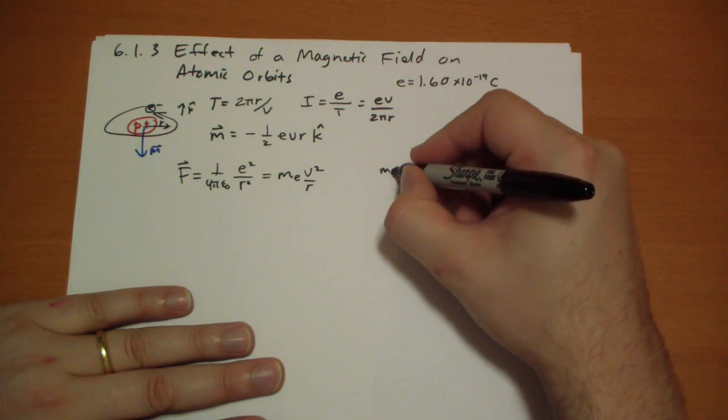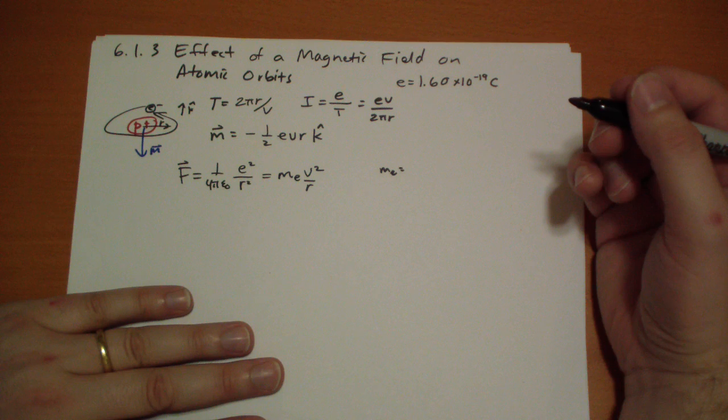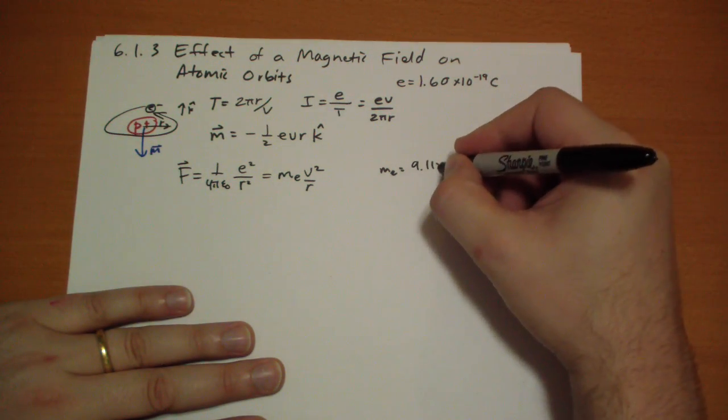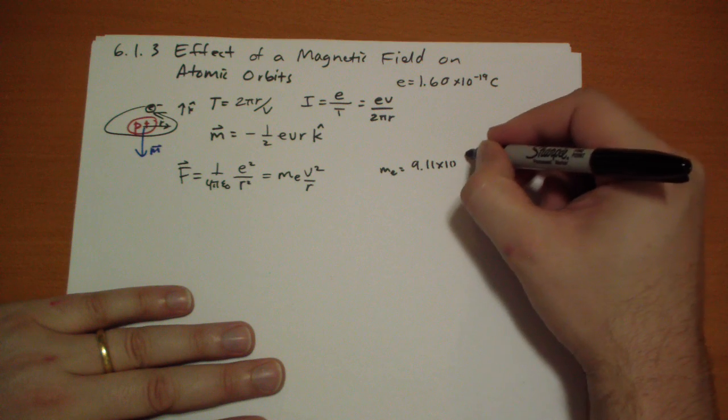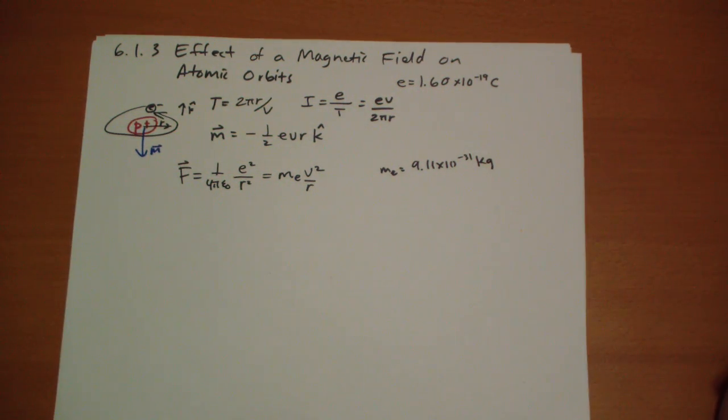So the mass of the electron, for reference, is 9.11 times 10 to the negative 31 kilograms. Okay, extremely tiny.